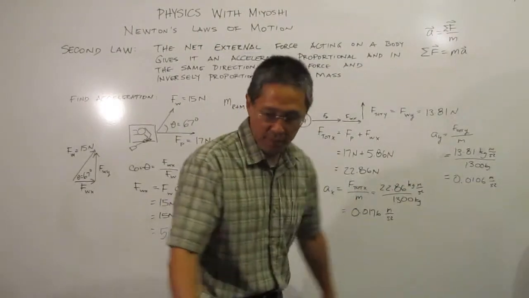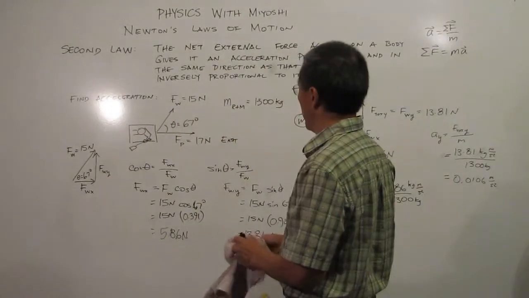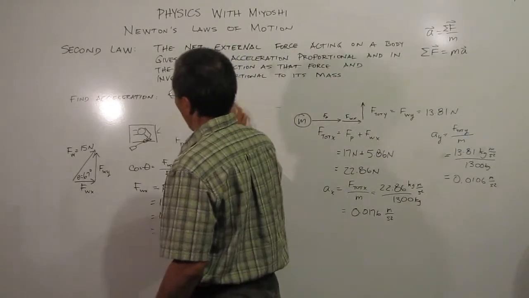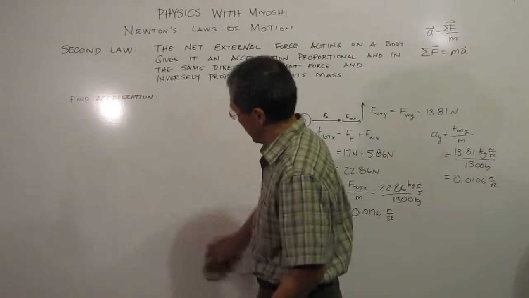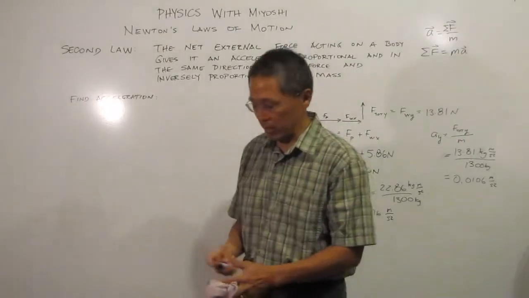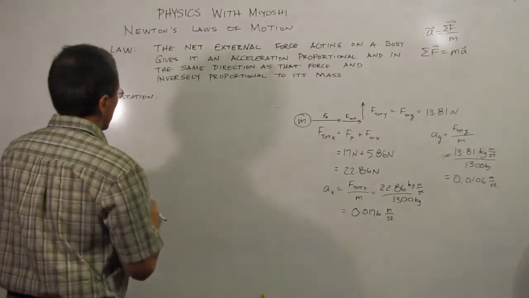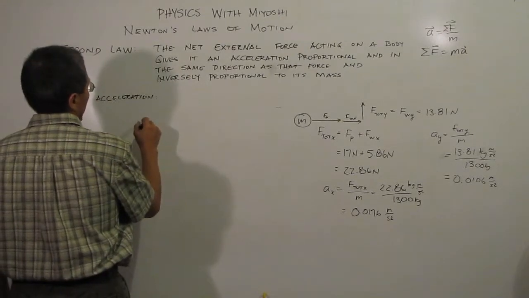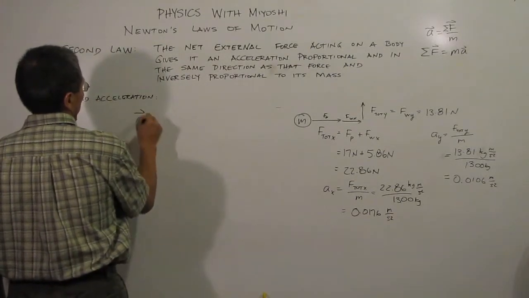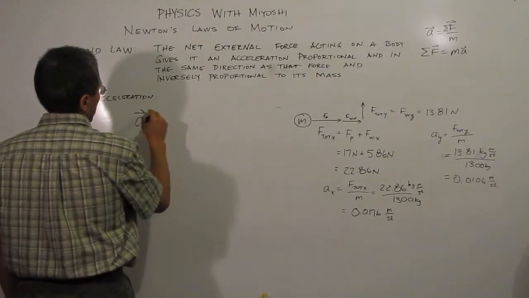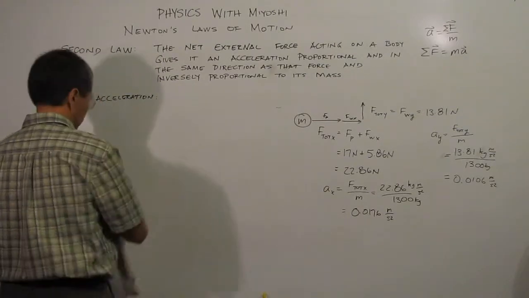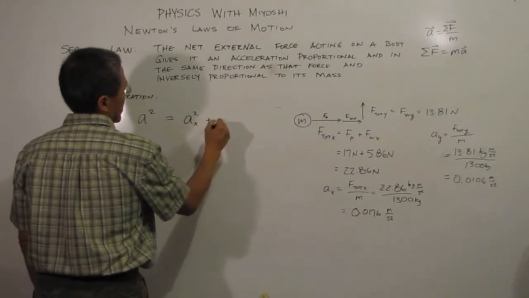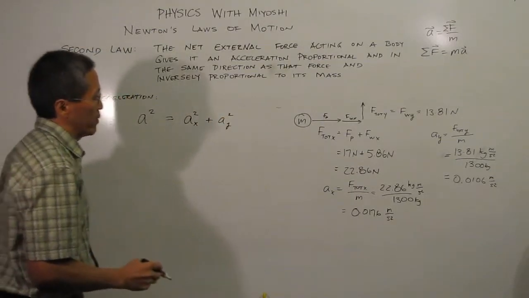Now, there's one last thing I'd like to show you how to do, and it's just a reminder of vectors. Let's not just find the components, but let's find the total acceleration vector. That's just an application of the Pythagorean theorem and a little trig. So I have my total acceleration, and let's just find the magnitude.